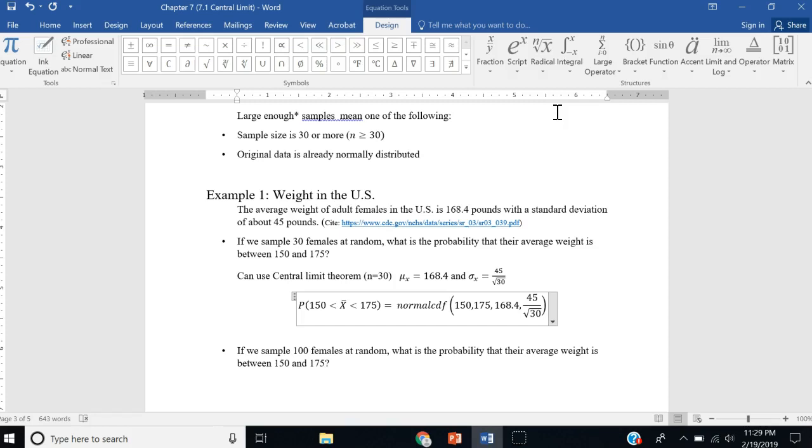When you calculate this, by the way, I haven't typed it in yet, but I will.